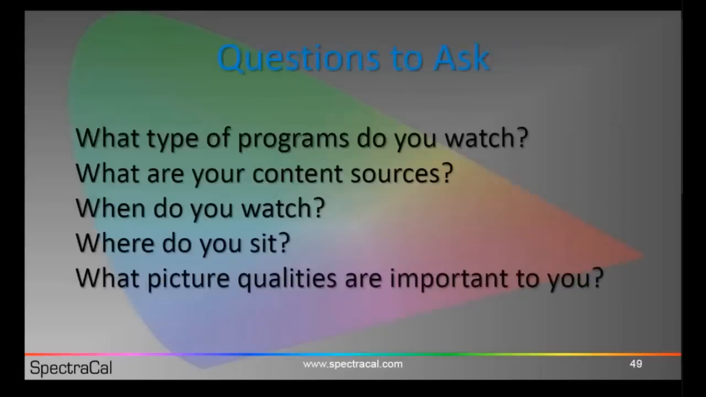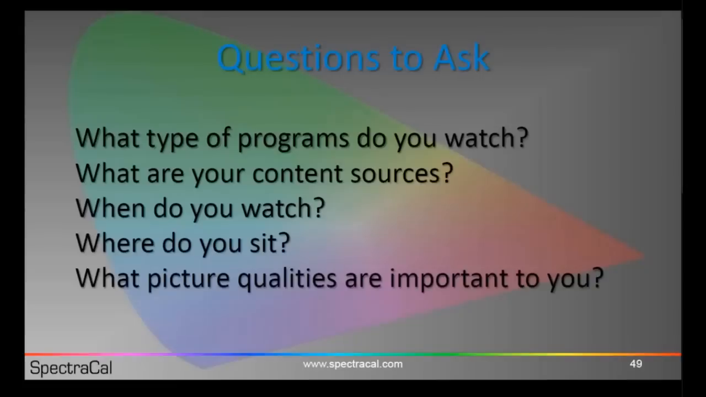Some of the questions you might want to start asking are about the types of programs that they watch. What are your content sources, Blu-ray, DVD, set-top box, whatever, Apple TV? When do they watch? What times of day? Where do they sit with respect to the display? How far back? Asking them what picture qualities are important to them.